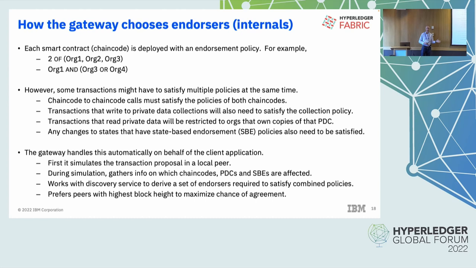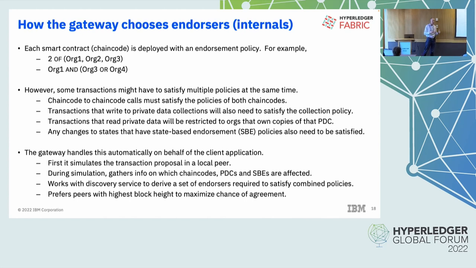So how does the gateway do that? Prior to 2.4, the client application had to understand all of the things that were being touched by the smart contract. It really needed to understand how the smart contract worked rather than just what it did. It had to understand how it did it in order to invoke the right organizations to endorse. The gateway takes that all away from you. First of all, it endorses on its local peer, either the gateway peer or one of its local org peers, and we've augmented the ledger so it gathers info on which chaincodes, which private data collections, and which state-based endorsement policies get touched as a result of that transaction invocation on the gateway peer.